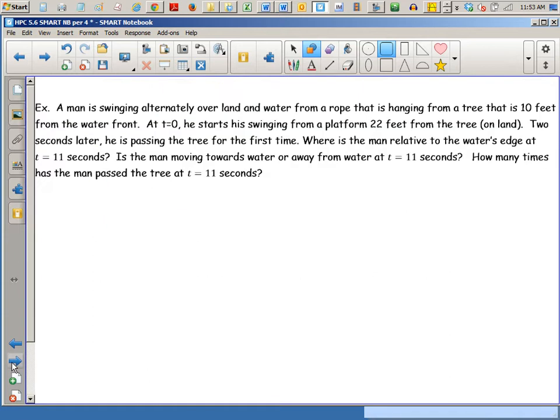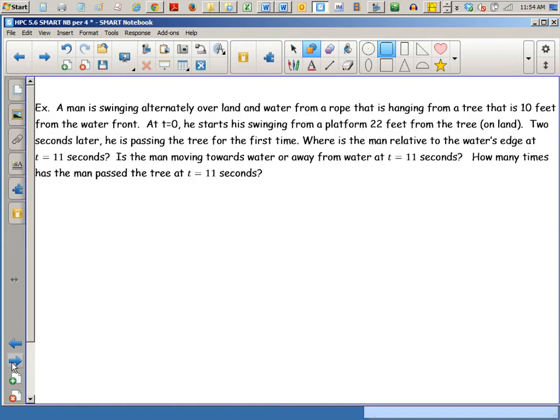Okay, this is a problem about a man swinging alternately over land and water from a rope that's hanging from a tree that is 10 feet from the waterfront. At t equals 0, he starts swinging from a platform 22 feet from the tree on land. And 2 seconds later, he is passing the tree for the first time. Where is the man relative to the water's edge at t equals 11 seconds? And is the man moving towards the water or away from the water at t equals 11 seconds? And how many times has the man passed the tree at t equals 11 seconds?